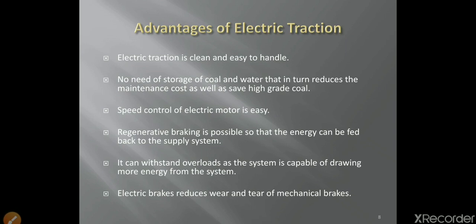It can withstand overloads as the system is capable of drawing more energy from the supply. And the last advantage of the electric traction system is that electric brakes reduce wear and tear of mechanical brakes. Wear and tear means the friction which is caused because of the mechanical brakes. The friction is more associated with the mechanical system than the electrical system, so the wear and tear to the brakes is less in case of electrical system.